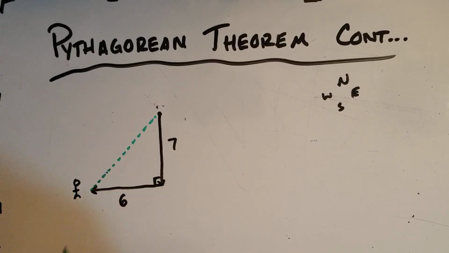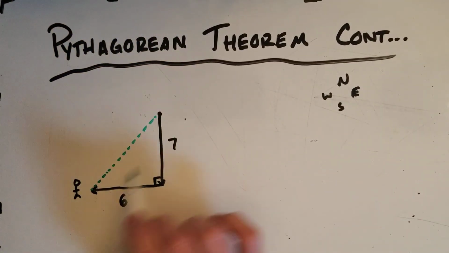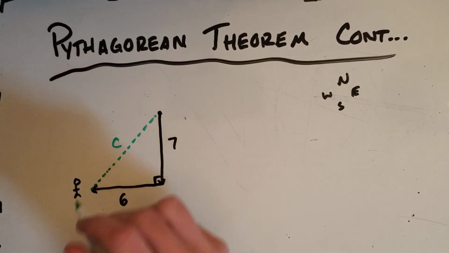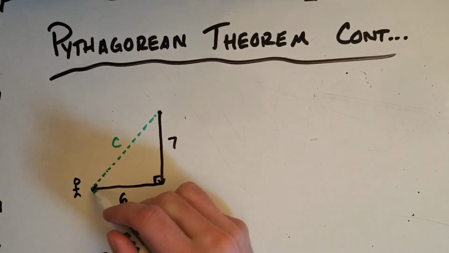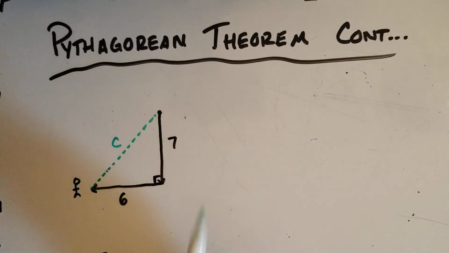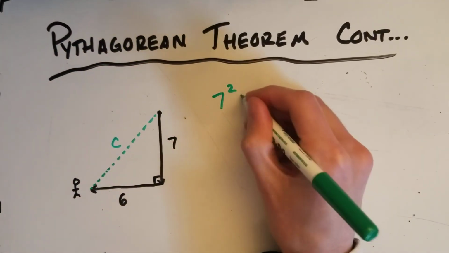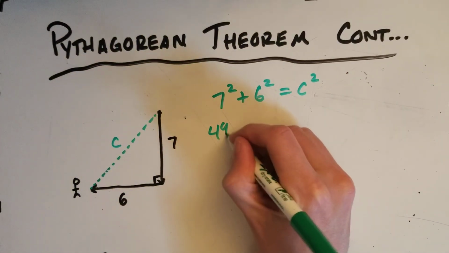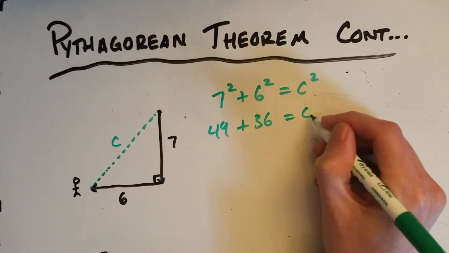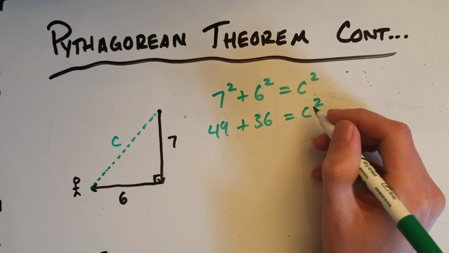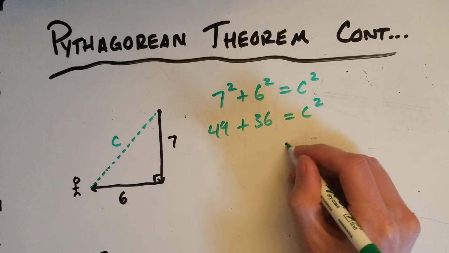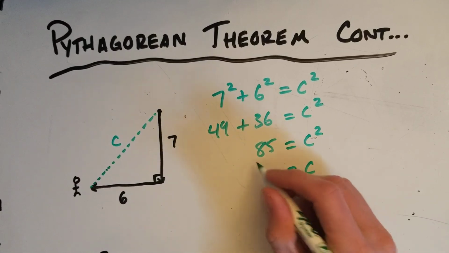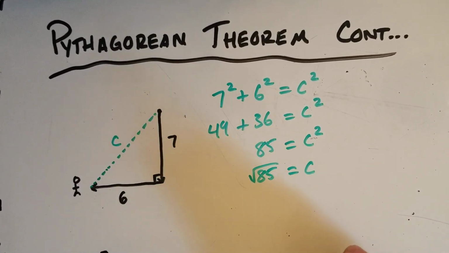Notice by making this little drawing for us, we have a nice right triangle. 7 is one of your legs, 6 is the other leg. The hypotenuse, we'll call it C. That is his shortest distance back to his starting point. So we can set up Pythagorean theorem. 7 squared plus 6 squared is going to equal our C squared. 7 squared is 49, plus 6 squared is 36. So 49 plus 36, and we should end up with 85 for C squared, which means C is the square root of 85.